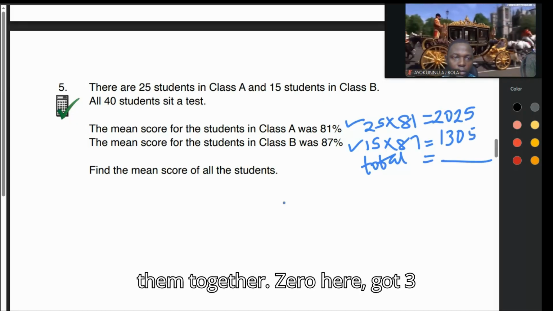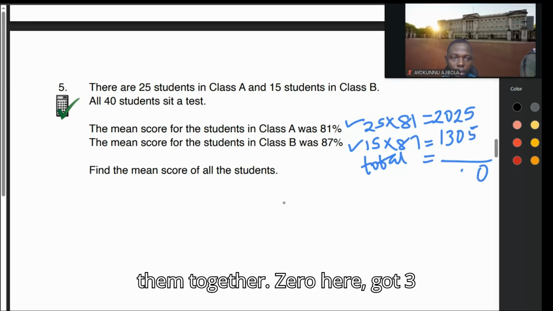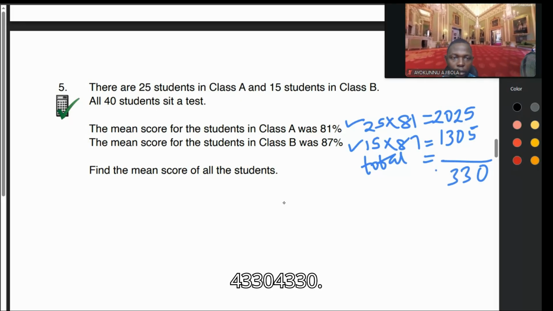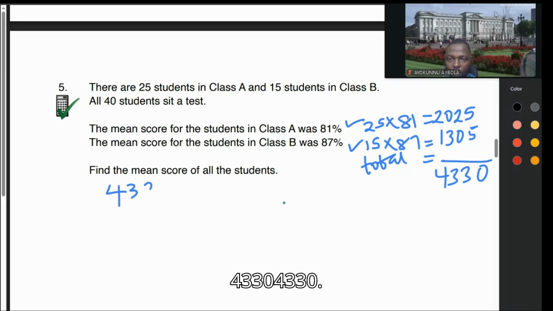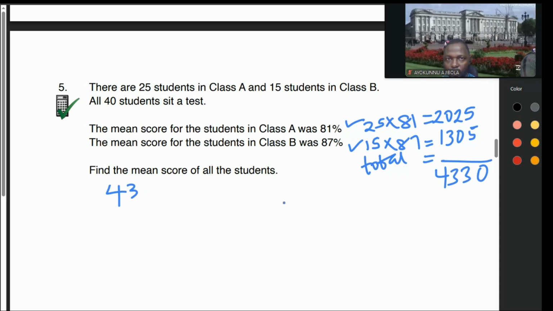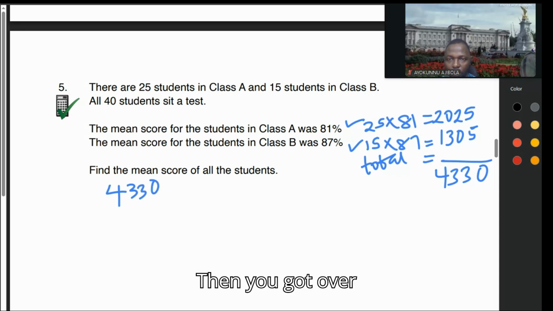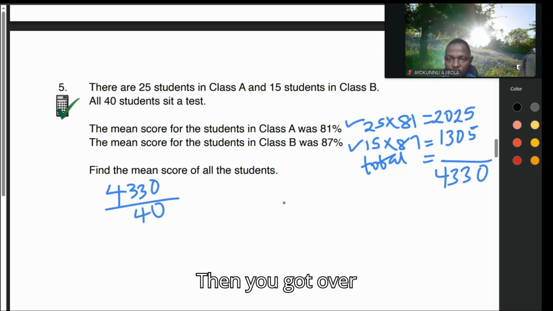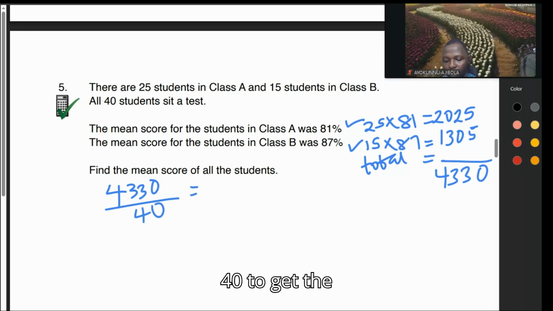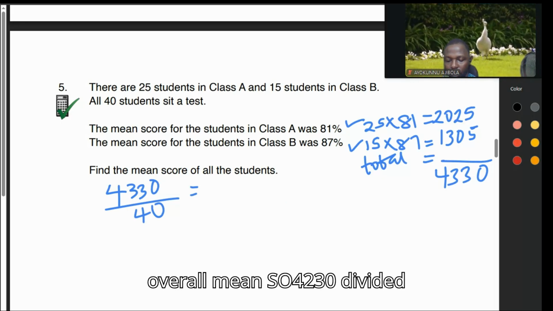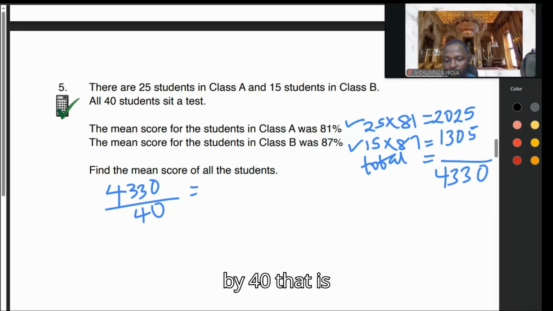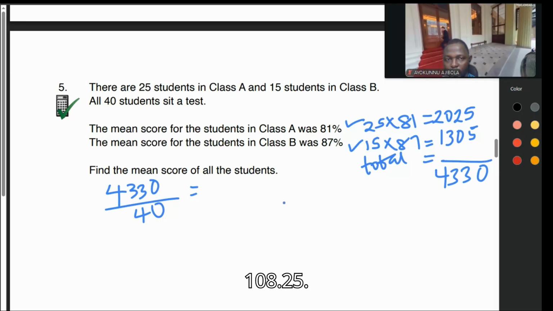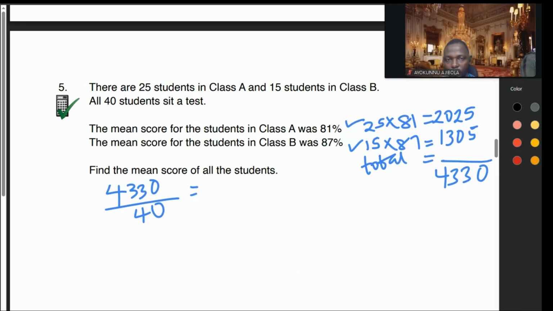So you add them together, you get 4330. Then you divide by 40 to get the overall mean. So 4330 divided by 40, that is 108.25.